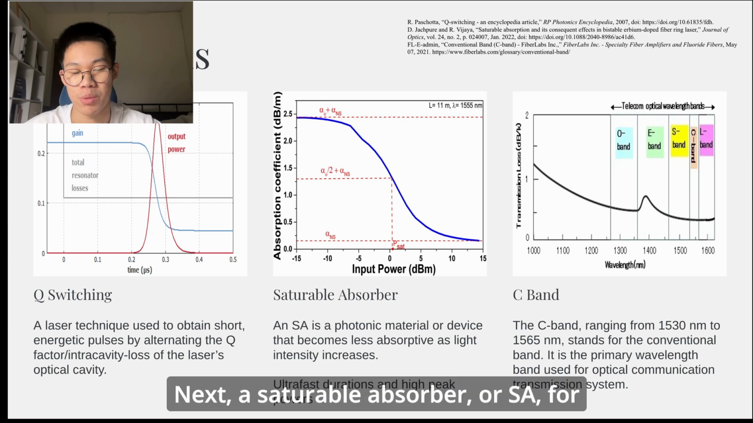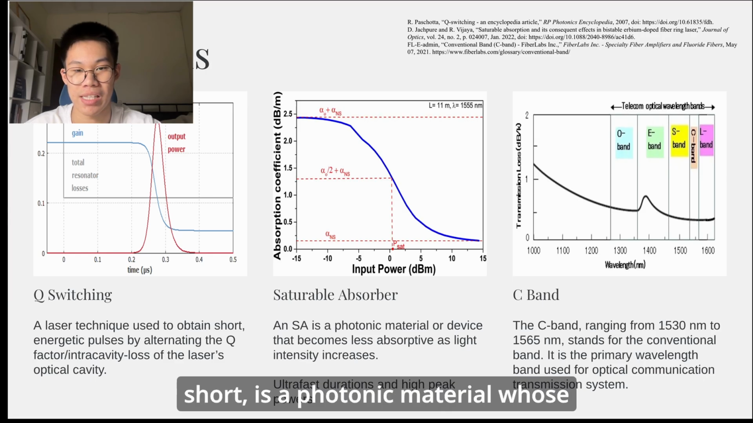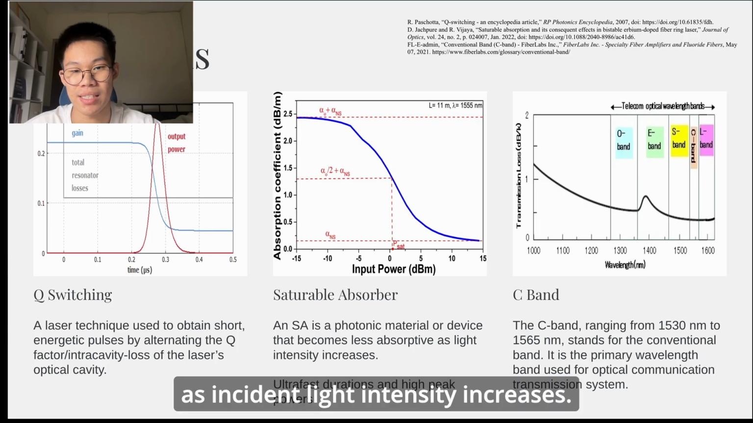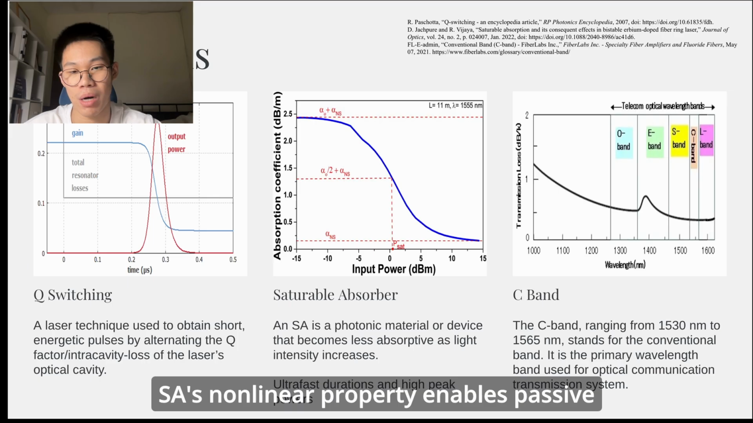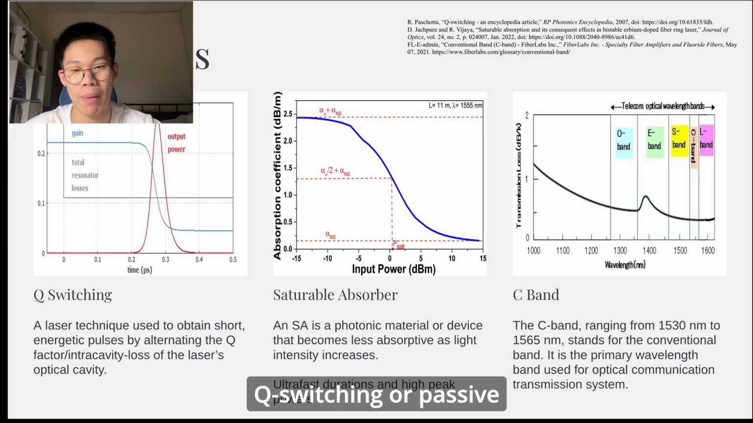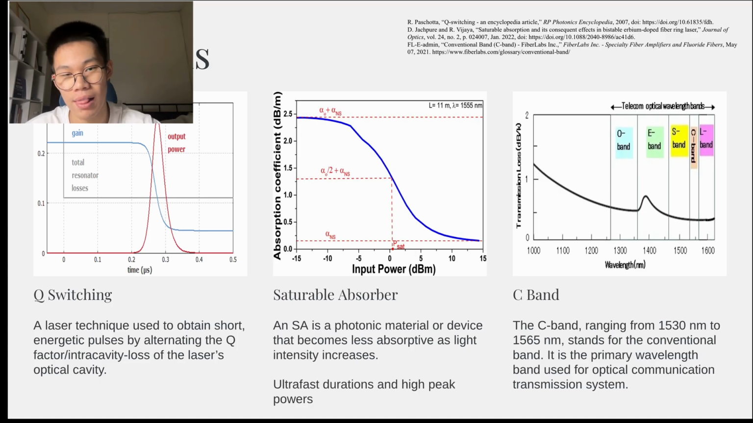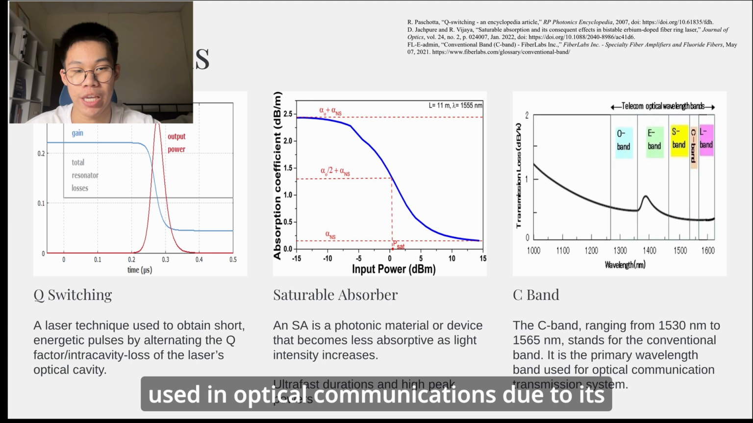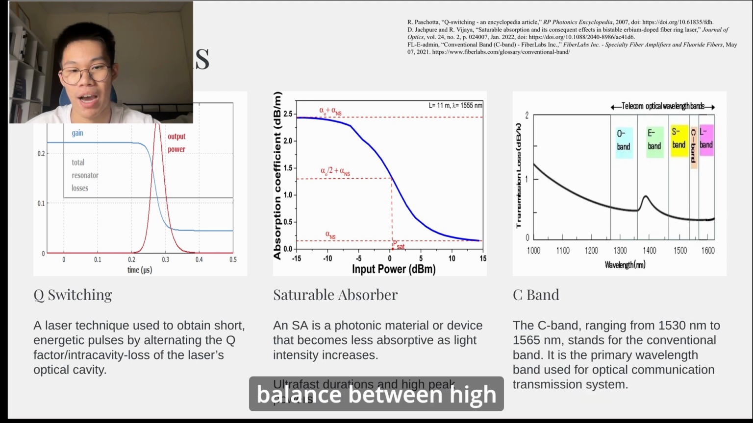Next, a saturable absorber, or SA for short, is a photonic material whose absorption decreases as incident light intensity increases. SA's nonlinear property enables passive Q-switching or passive mode locking, as it can act as a self-switching shutter. Lastly, the C-band is a radio frequency spectrum ranging from 1530 to 1565 nanometers and is primarily used in optical communications due to its balance between high-speed data capacity and wide coverage.